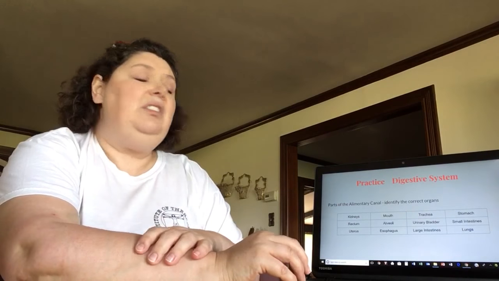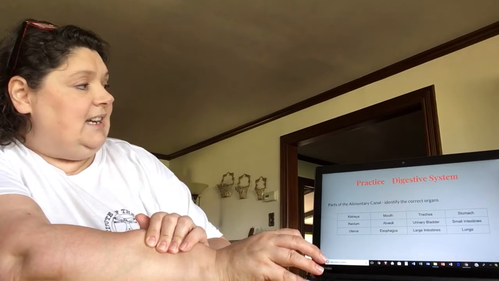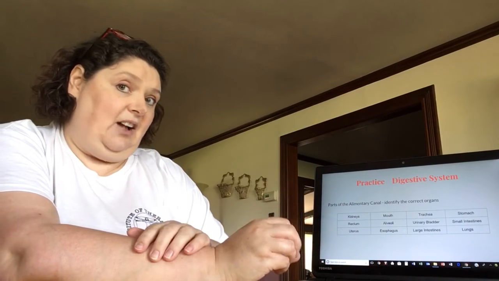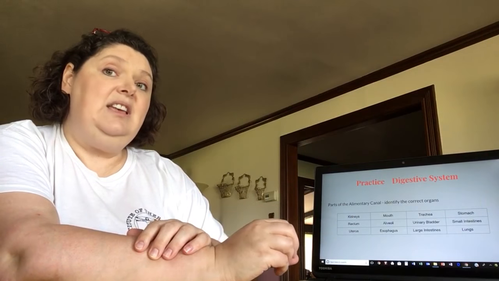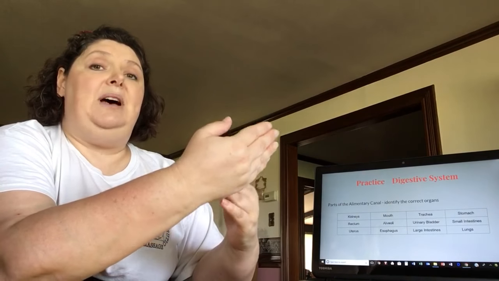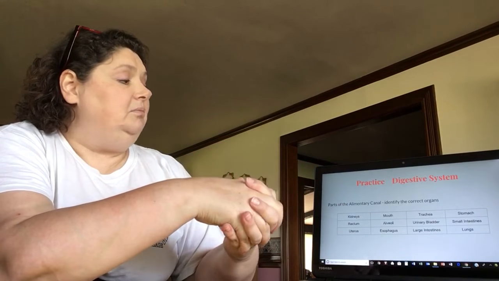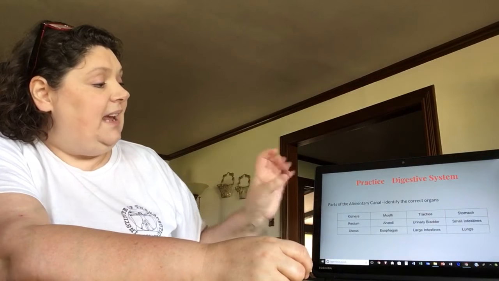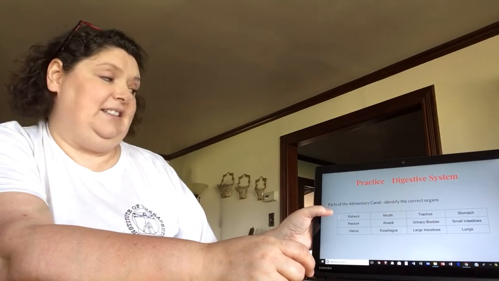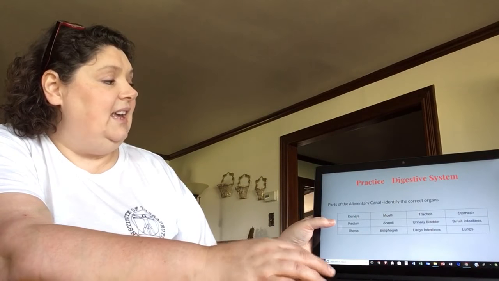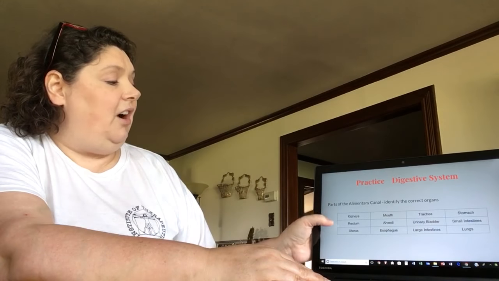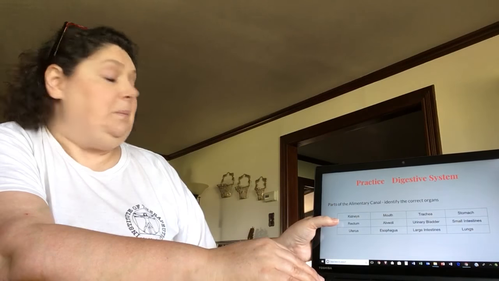Okay, this is just a little idea here to practice if we can remember what makes up the alimentary canal. Again, the alimentary canal is the tube, from mouth to anus, that the food mass is going to move through. So first we have here the kidneys. No, that is not part of the alimentary canal. It is a part of our urinary system.